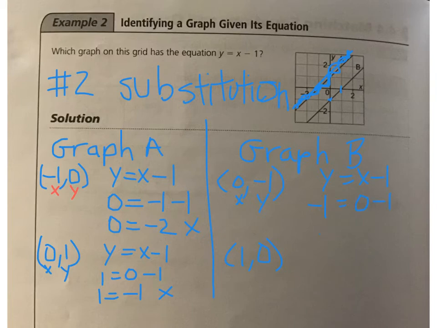So simplify on the left side and the right side. Left side's already simplified. Right side, 0 take away 1 is -1. So this is what a true statement would look like: the same number on the left side as the right side. So I've got a match.